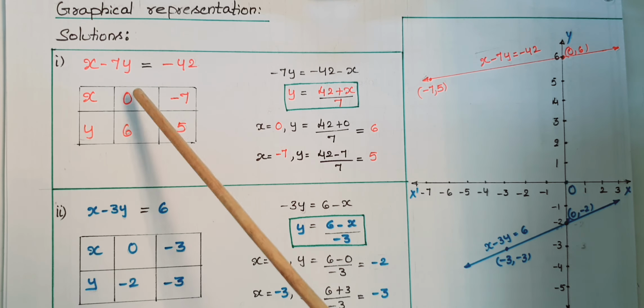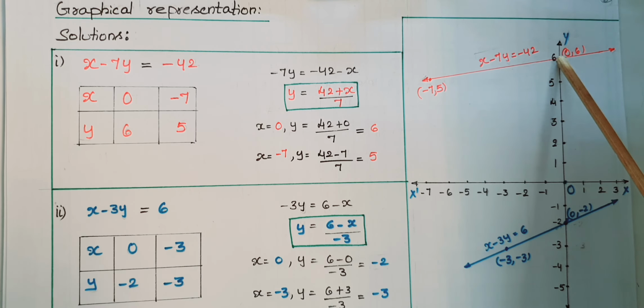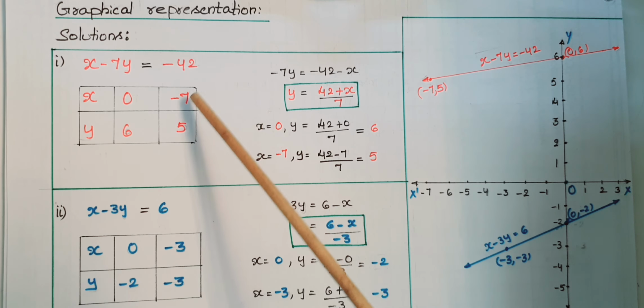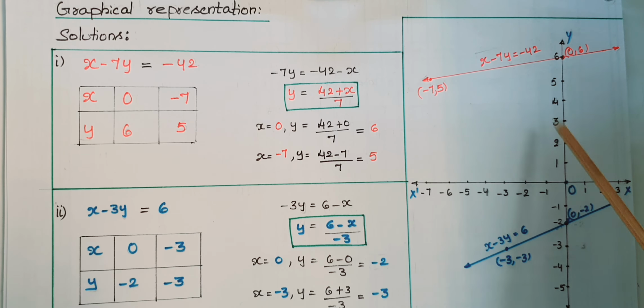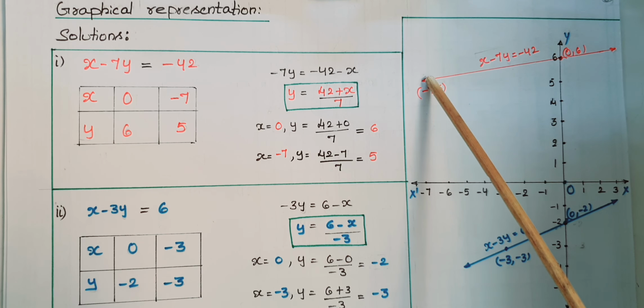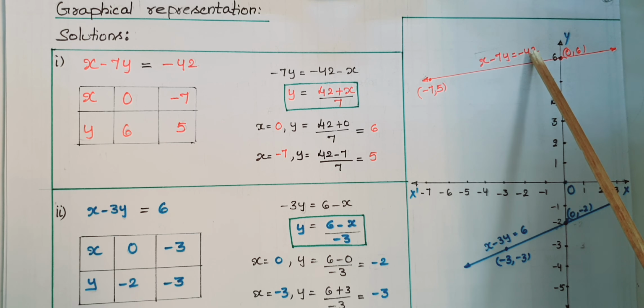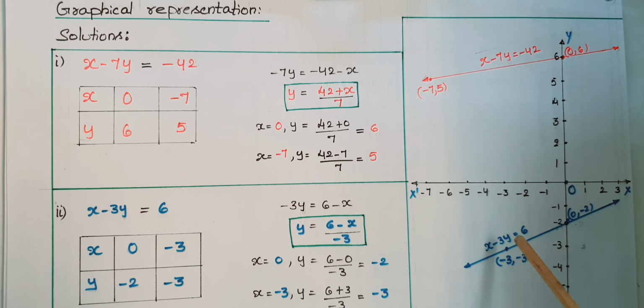Then the first coordinate is (0, 6). So the x coordinate is 0 and the y coordinate is 6. So (0, 6) is this point. And the next one is (minus 7, 5). So minus 7 is the x coordinate here, and 5 is the y coordinate. So (minus 7, 5) is this point. Then join these 2 points, and you will get x minus 7y is equal to minus 42. And similarly, if you mark the points (minus 3, minus 3) and (0, minus 2), this is x minus 3y is equal to 6.